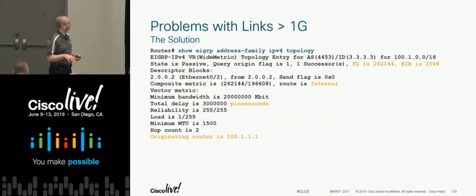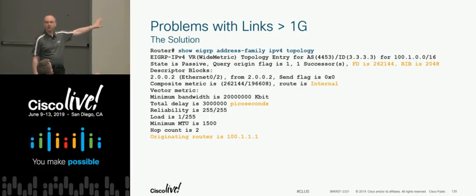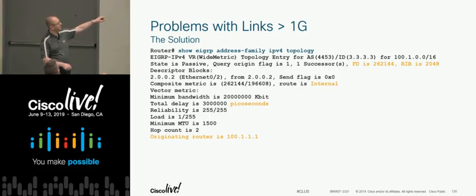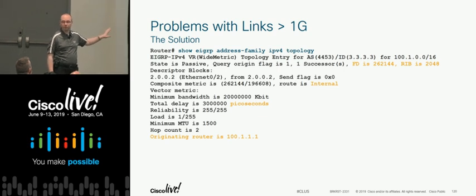And how do you know? Well, the moment you do show EIGRP, and this is the new command, show EIGRP address family IPv4 topology, but it would also work with normal show IP EIGRP topology. The moment you see the metrics being indicated in picoseconds, the moment you see this indication here, RIB is 2048. This is an indication for you that you are locally running these wide metrics.